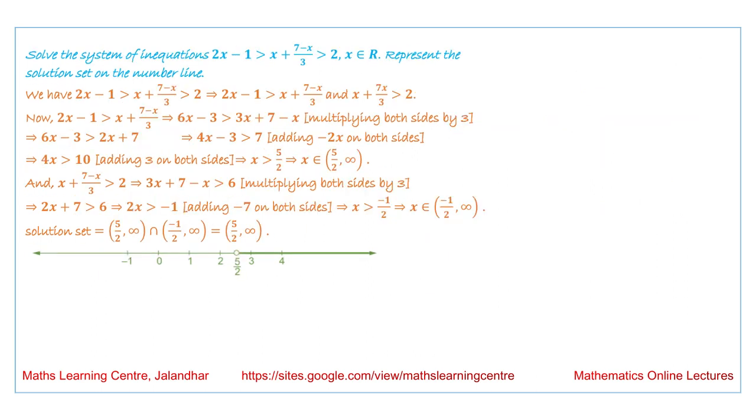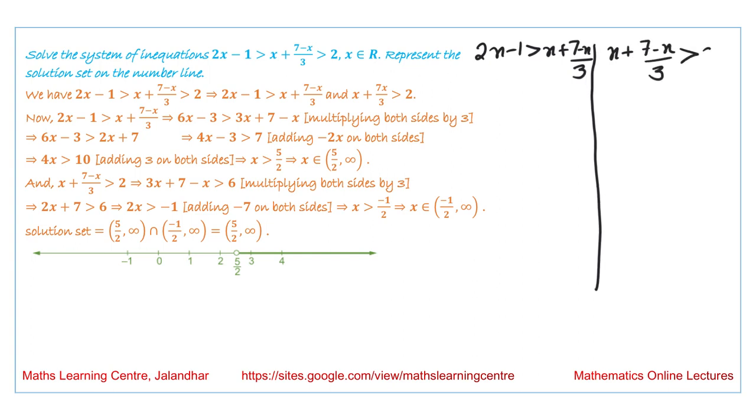Next, this system is given to us. Again we divide it in two parts. First is 2x minus 1 is greater than x plus 7 minus x by 3, and second is x plus 7 minus x by 3 is greater than 2. If we multiply the first part by 3, we get 6x minus 3 is greater than 3x plus 7 minus x. This implies 4x is greater than 10, so x is greater than 5 by 2.